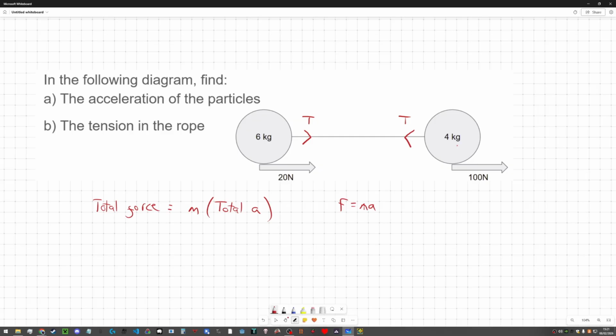Our total force is 20 newtons plus 100 newtons. Our total mass is 6 kilograms plus 4 kilograms, which is 10 kilograms. And our acceleration is what we're trying to work out. So we then have 120 is equal to 10a. Therefore, a must be equal to 12 meters per second squared.